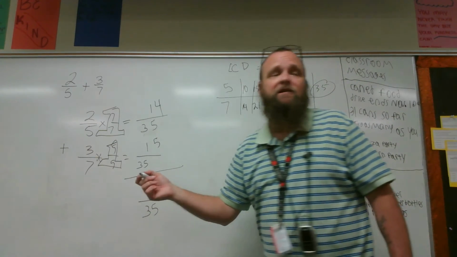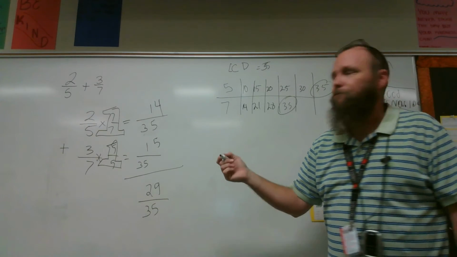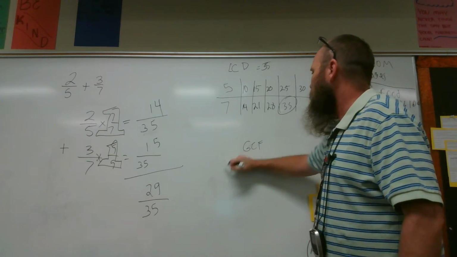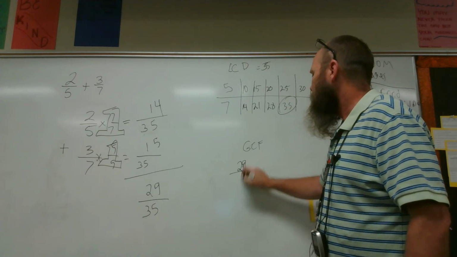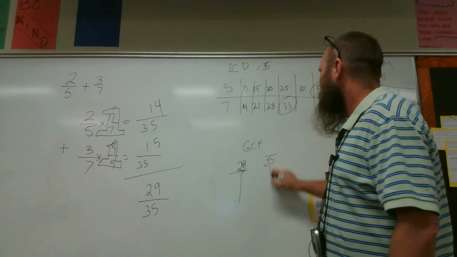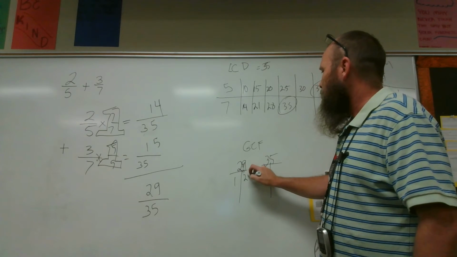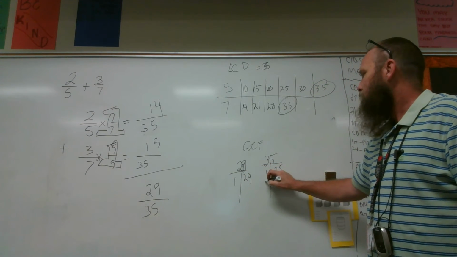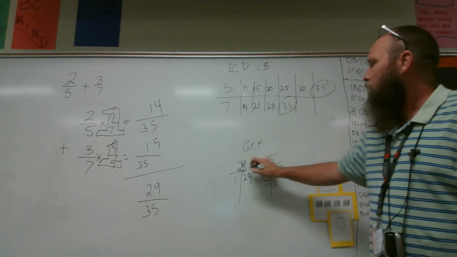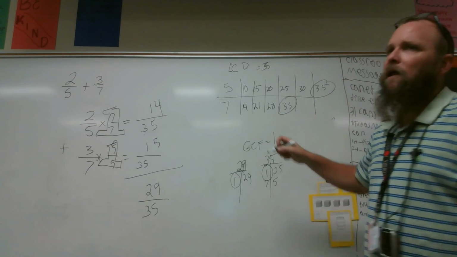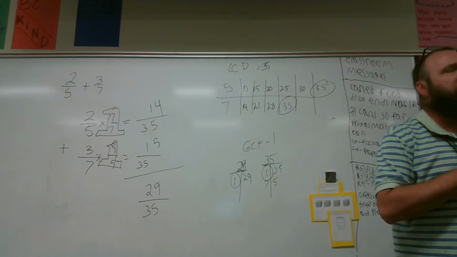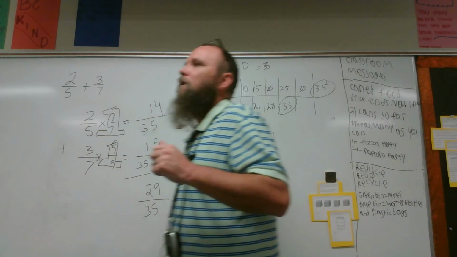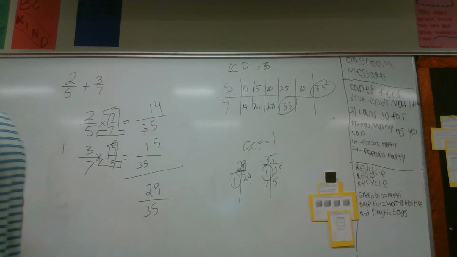But wait, I need to see if I have to simplify it. So I find the greatest common factor of 29 and 35. 1 and 29 because it's prime. 1 and 35, 7 and 5. Greatest common factor is 1. If the greatest common factor is 1, that fraction is already in simplest terms.